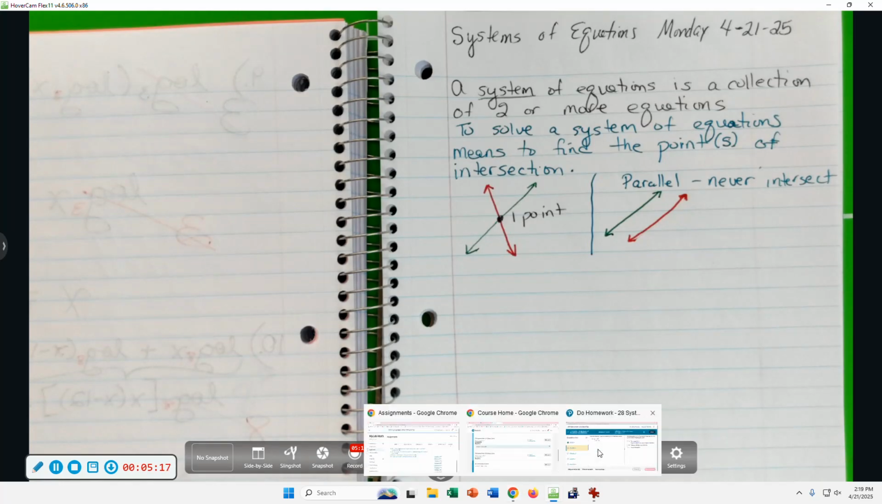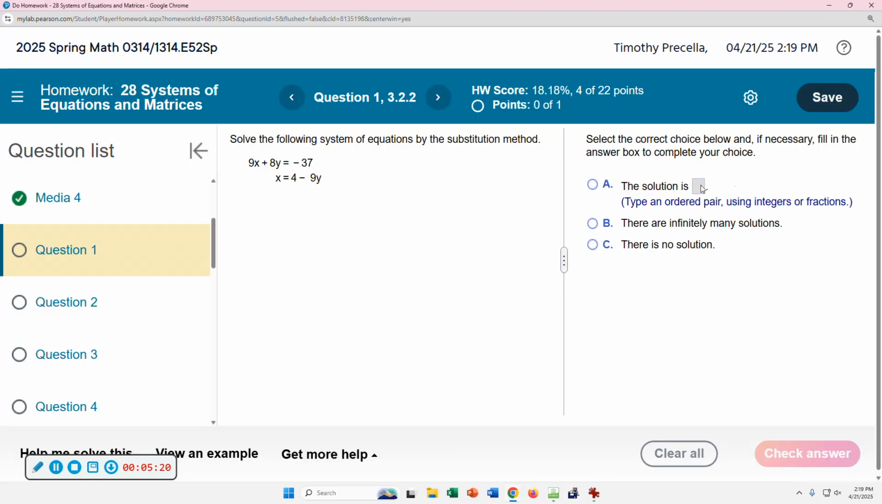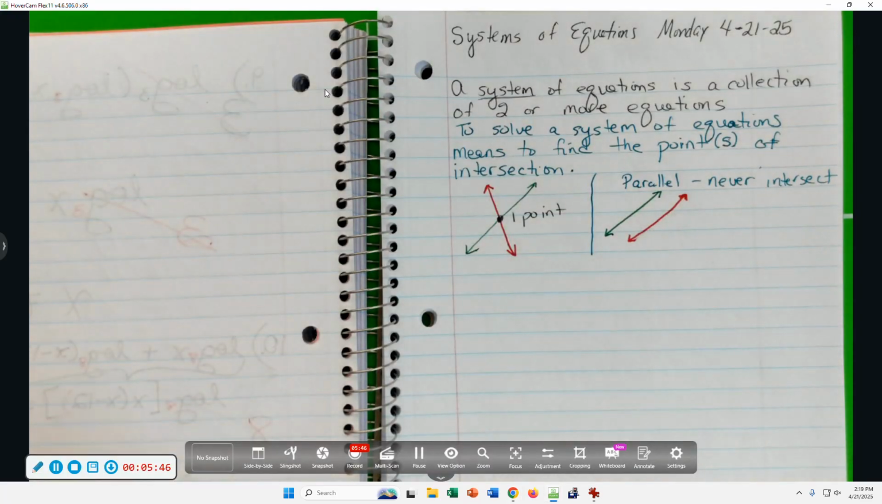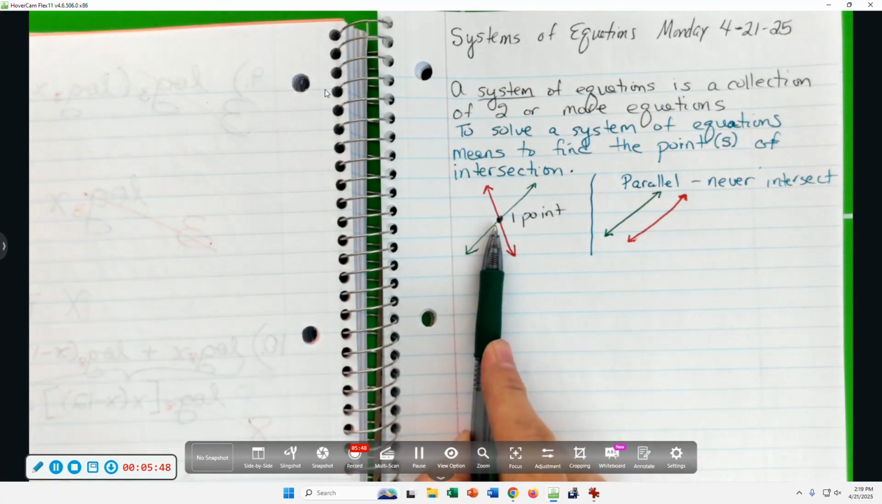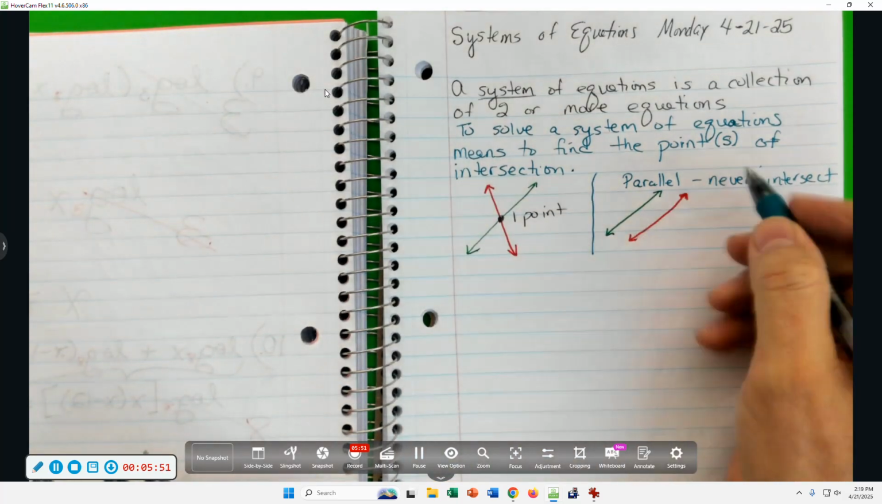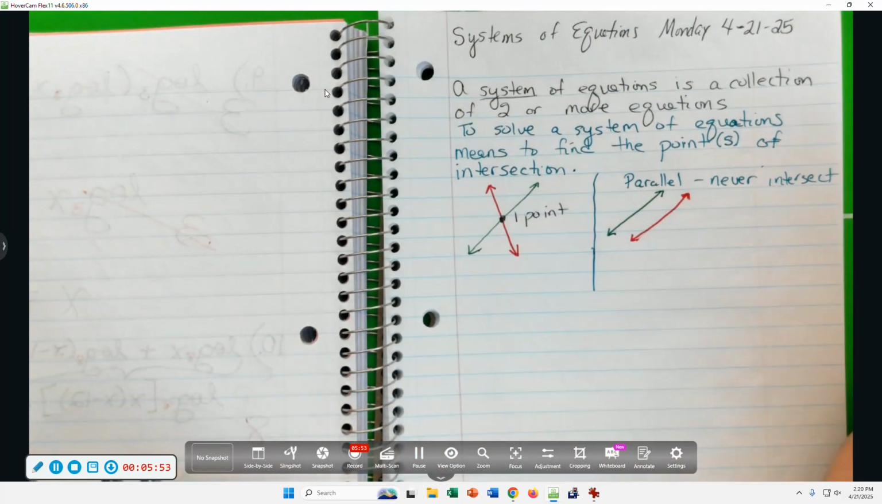Let me look at this problem number 1. Look at the way the instructions are worded. Okay, the solution is type an ordered pair. That would be if there's just one point of intersection. That's the most common case. Now, there's no solution. That would be for parallel lines. But what about this infinitely many solutions? There's a case I haven't drawn here. I drew 2 lines intersecting in one point. I drew 2 lines that never intersect. That would be no solution.